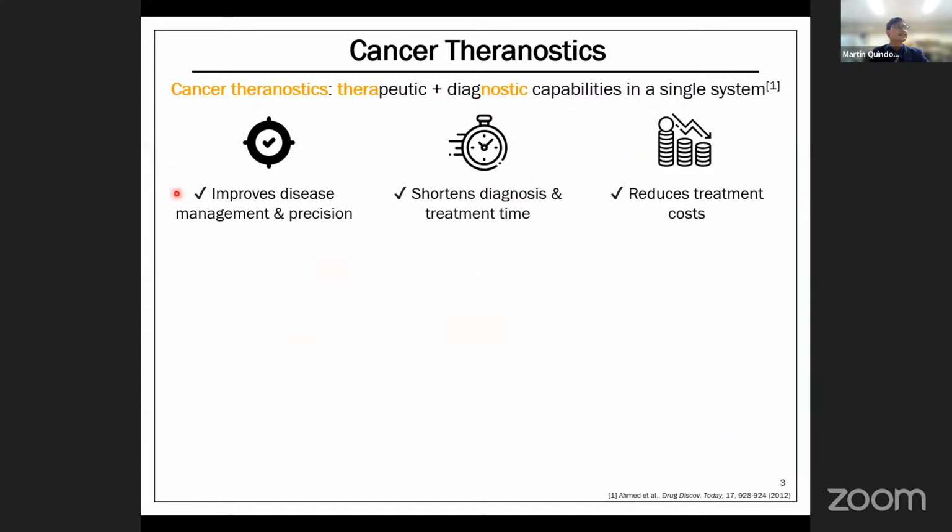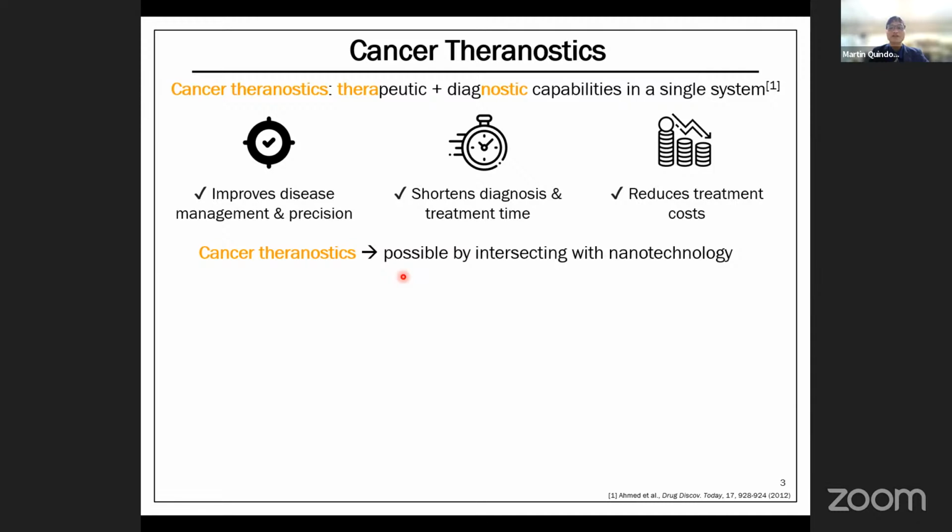And through this integrated system, we have the following advantages. It can improve disease management and precision, it can shorten diagnosis and treatment time, and it can reduce treatment costs. Because of this, cancer diagnostics have very good potential. And for cancer diagnostics to be made possible, we can use nanotechnology. By intersecting with nanotechnology, we can create nanomedicine that has both a cancer therapeutic function.